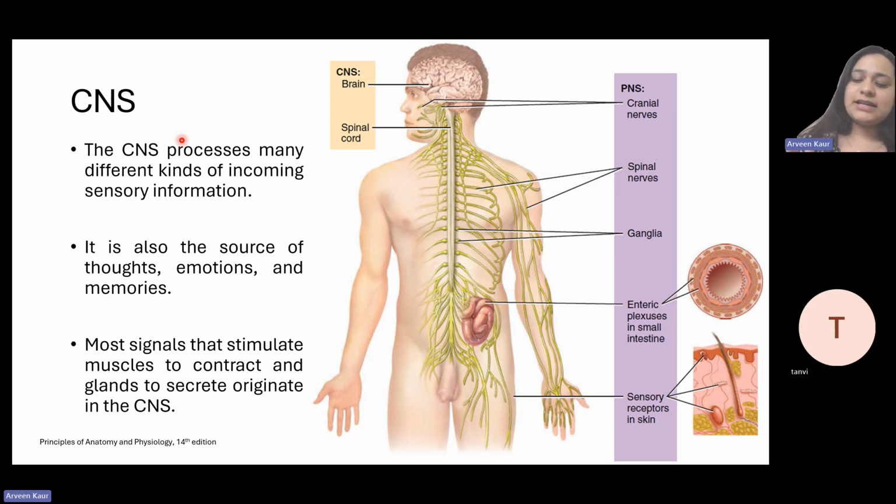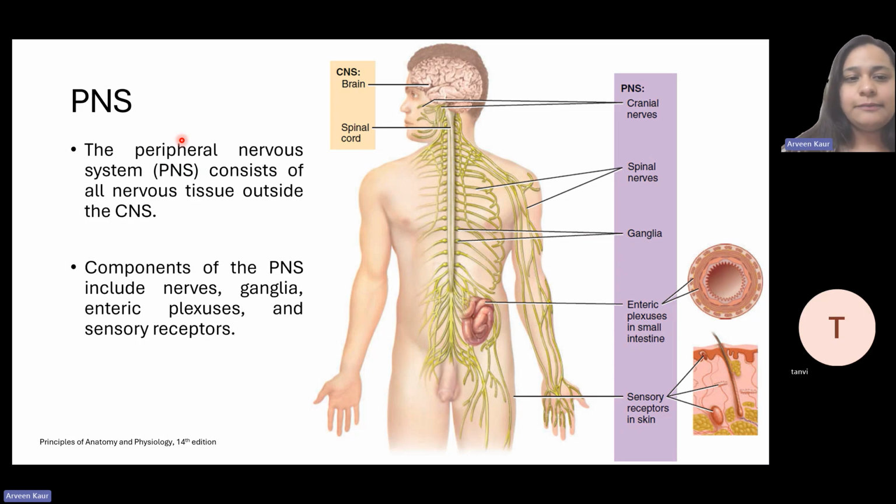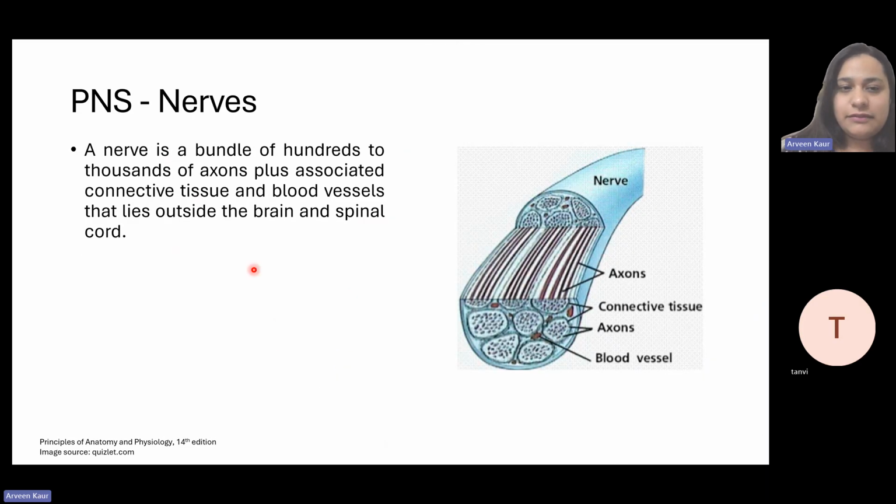But the CNS comes into the picture whenever something crucial is involved, some thinking, some cognition. So the peripheral nervous system consists of all the nervous tissue outside the CNS. Any nervous tissue present outside of the central nervous system is a part of the peripheral nervous system. It contains nerves, ganglia, enteric plexuses, and sensory receptors. All these are components of the nervous system themselves.